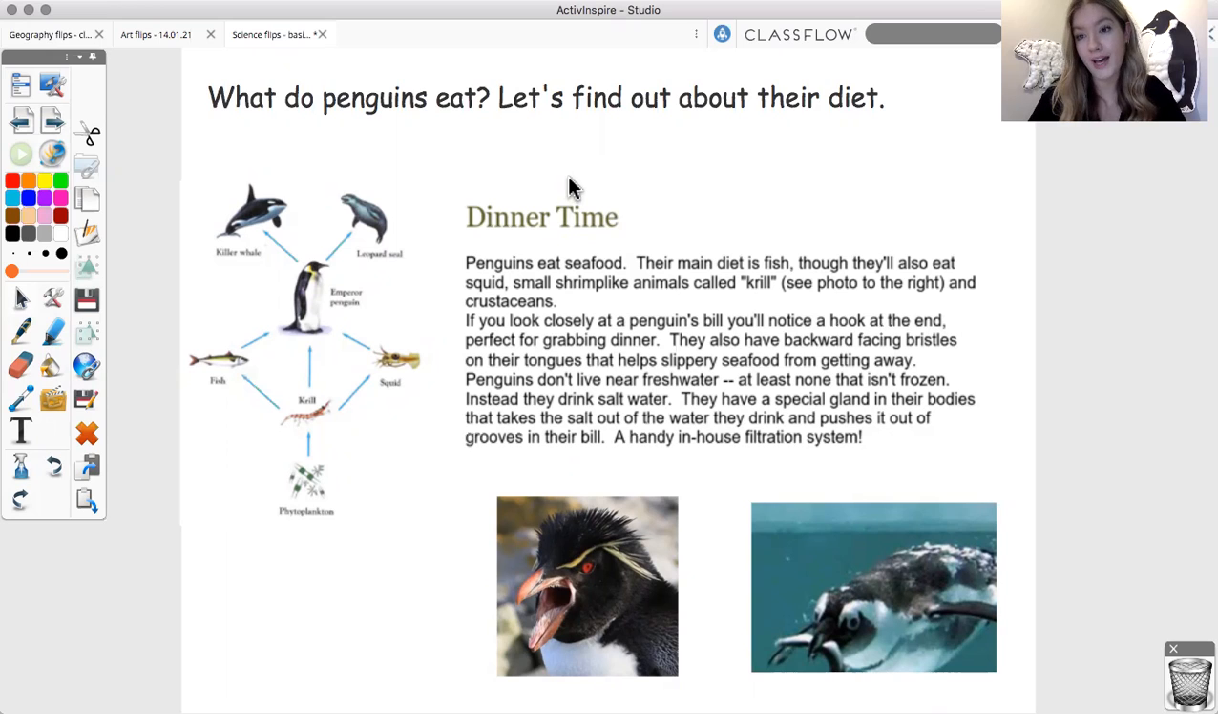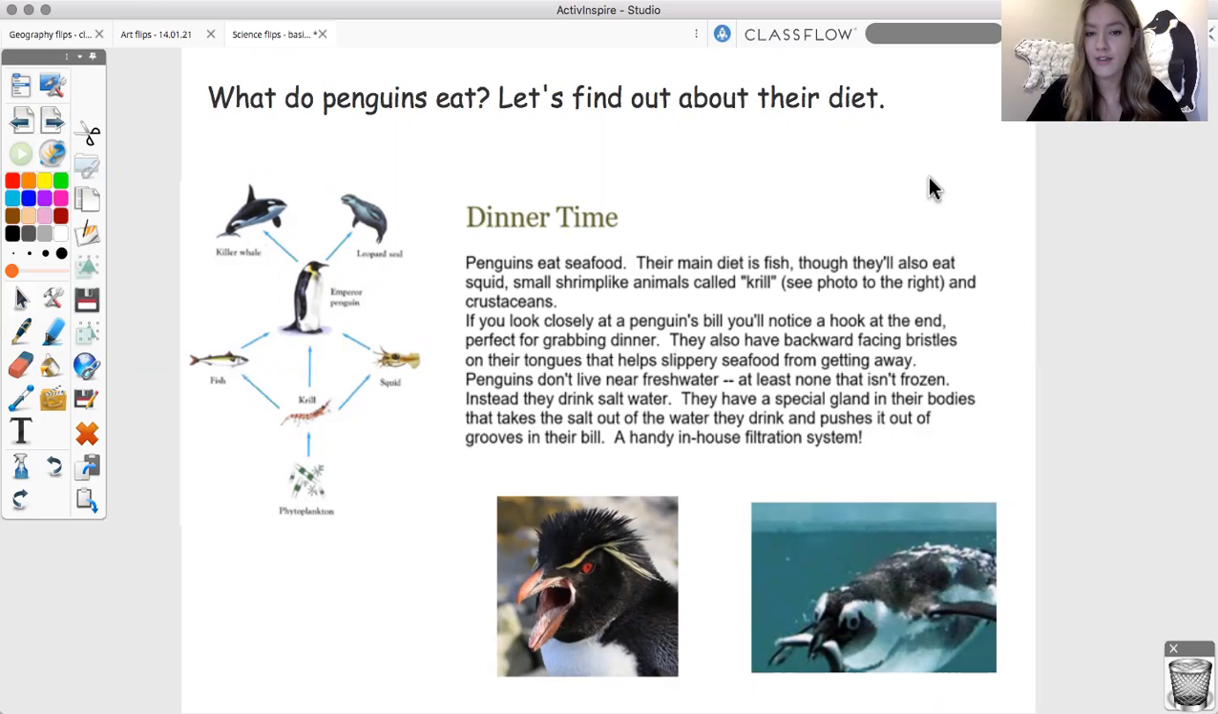There is an attachment on Padlet for you to download, or you can just use this on the screen. So, dinner time. Penguins eat seafood, so food from the sea. Their main diet is fish, though they'll also eat squid, small shrimp-like animals called krill, and crustaceans. If you look closely at a penguin's bill, you'll notice a hook at the end, perfect for grabbing dinner. They also have backward facing bristles on their tongues that help slippery seafood from getting away.